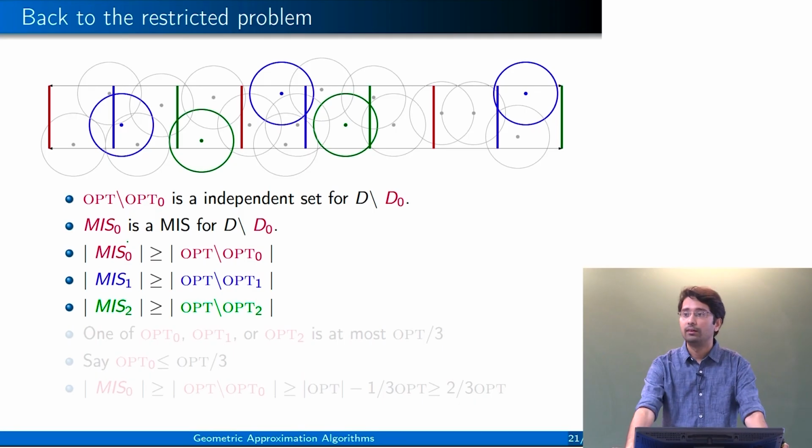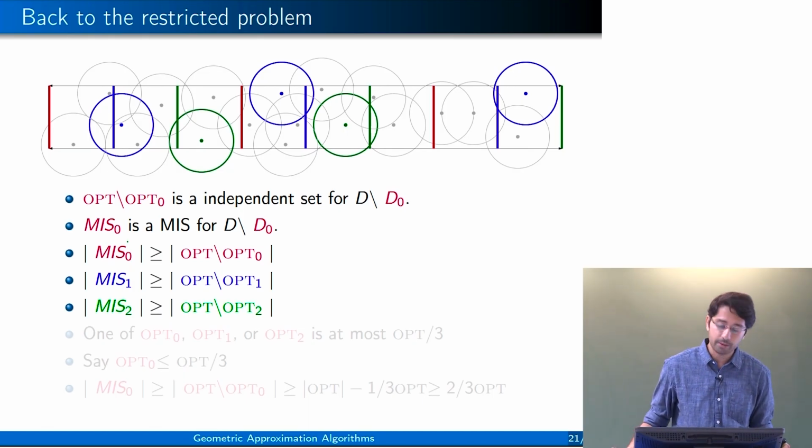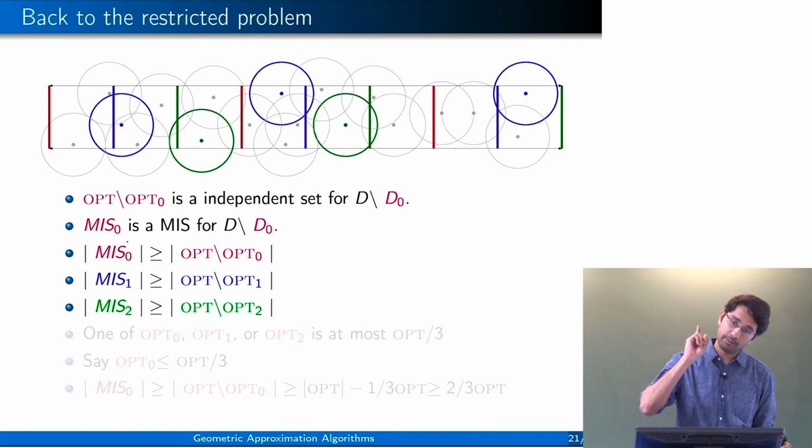Okay. What is MIS 0? You will tell me. An independent set in D minus D 0. What is opt 0? No, no, it is an independent set, D minus D 0. Opt is a maximum independent set of the original problem.